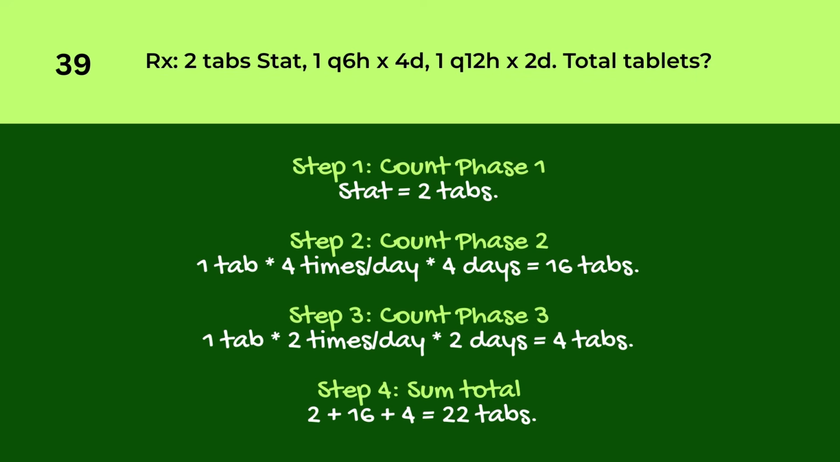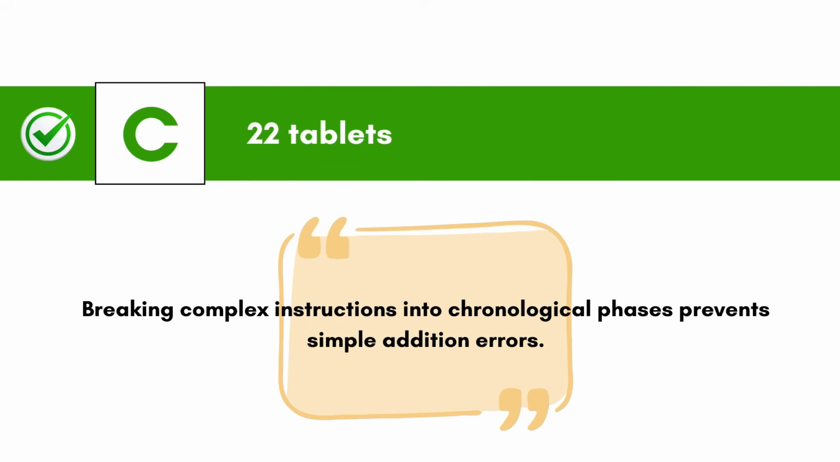Finally, we sum them up. 2 plus 16 plus 4. Lock it in. The total count is 22. Option C is correct. 22 tablets. Breaking complex instructions into chronological phases prevents simple addition errors.